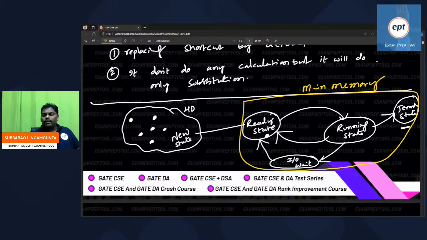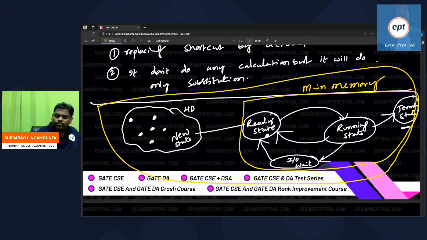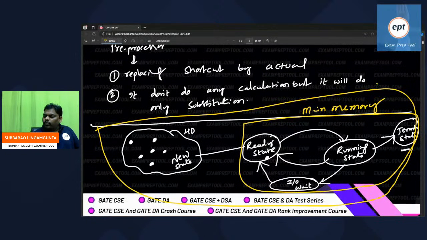Now, is it okay? If you don't write this also, no problem. This area, this total, if you don't write also, no problem. Anyhow, it will come in the operating system. New state is there in the hard disk. Remaining all will be there in the main memory, or if you want, you can say cache memory also.